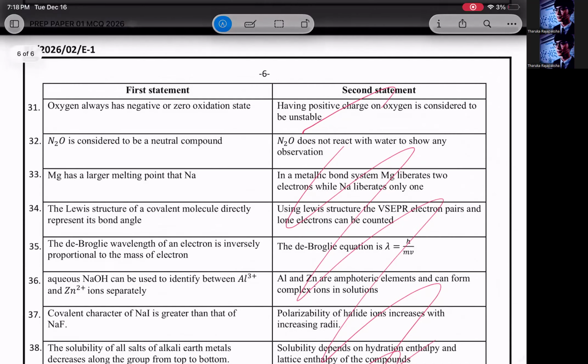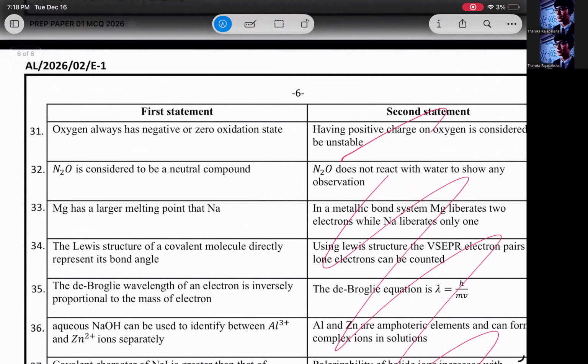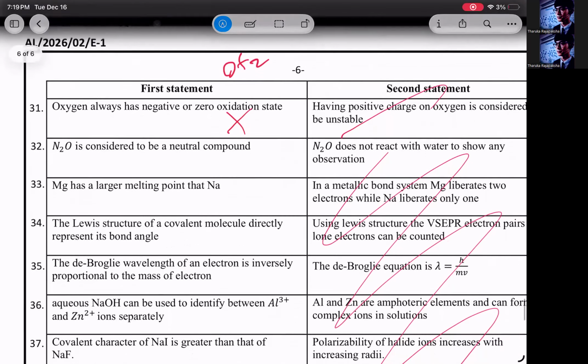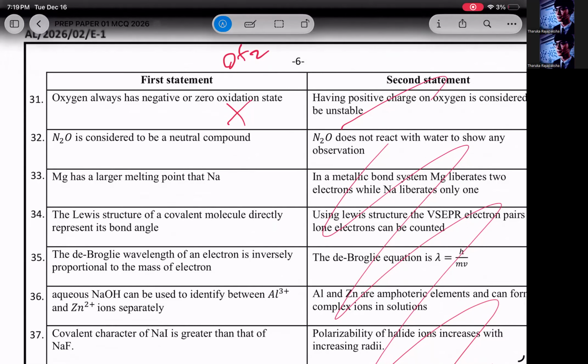Look at the 31st question. Oxygen always has a negative or zero oxidation state. No, people, sometimes it can have a positive oxidation state also. For example, in OF2. OF2 is a molecule and it has a positive oxidation state. N2O is considered to be a neutral compound. That's correct. It doesn't react with water when you add it. So no acidity, no basicity.